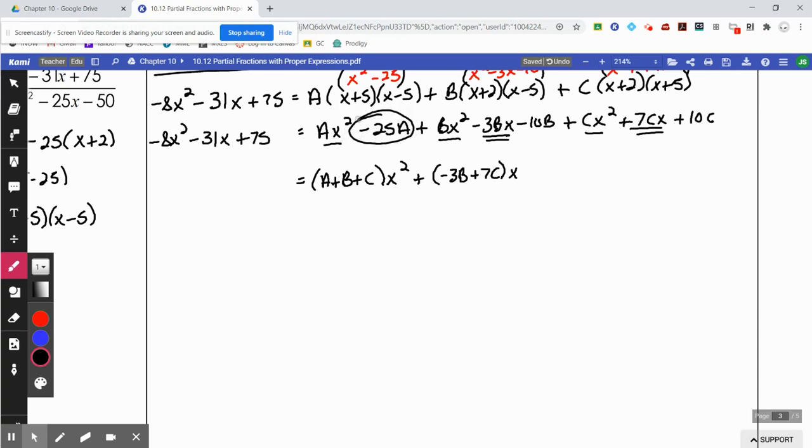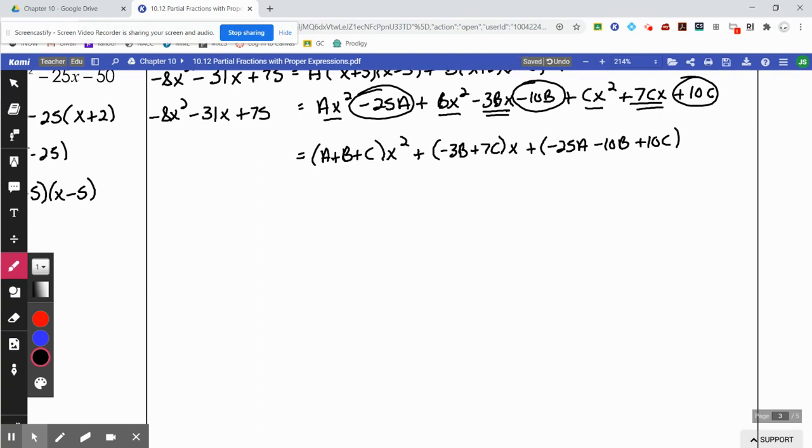And then your constant terms are here, here, and here. So you have plus your constant terms, which is a negative 25a, a negative 10b, and a positive 10c. So now let's set our corresponding pieces equal. Here's our x squared stuff. So that tells me that a plus b plus c will have to equal a negative 8.